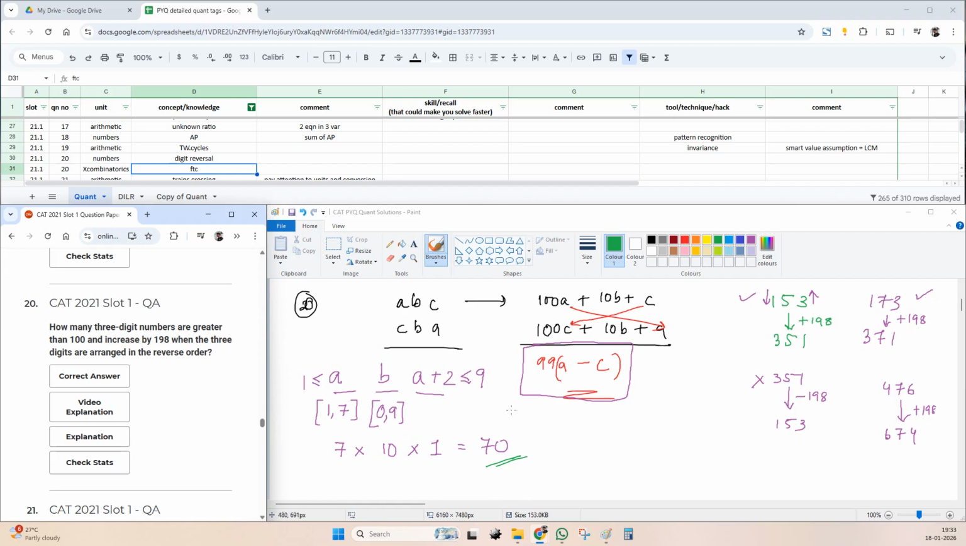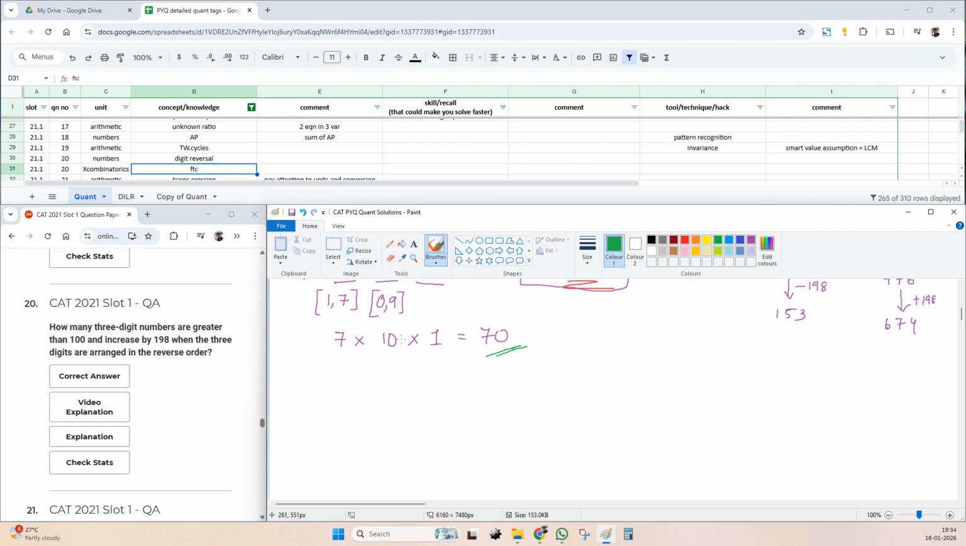So yeah, for digit reversal we have a standard approach: place value expansion, flip it and do place value expansion again, and when you take the difference, see what happens. Ideally, if you know this result already, you would save a lot of time. And the other concept in this question is the very basics of combinatorics, the fundamental theorem of counting.